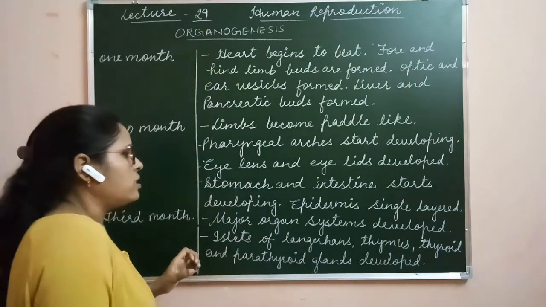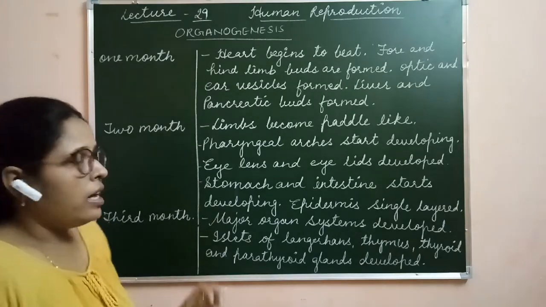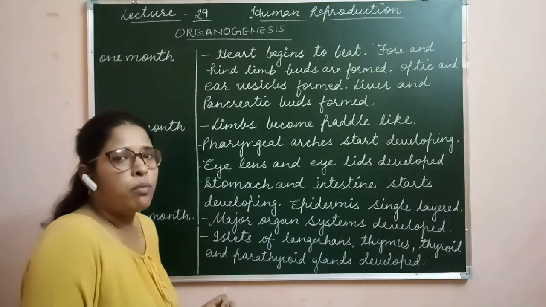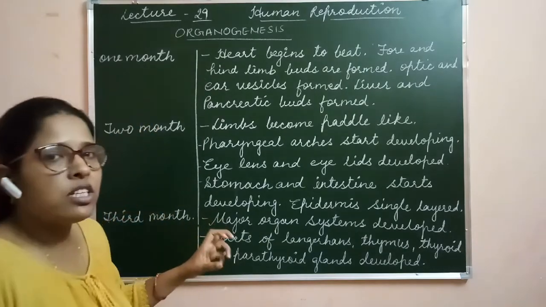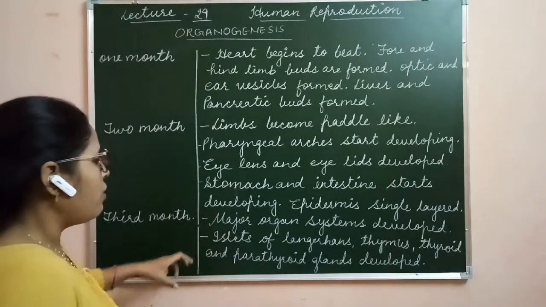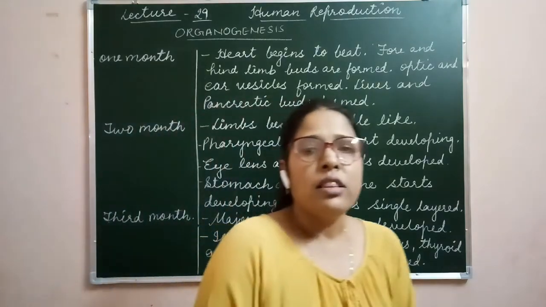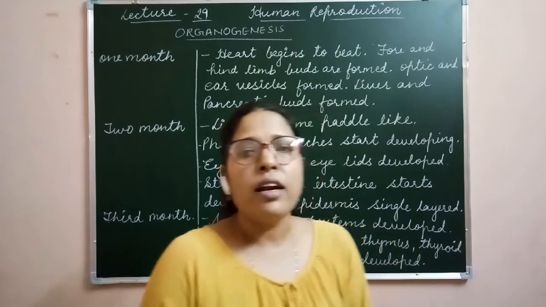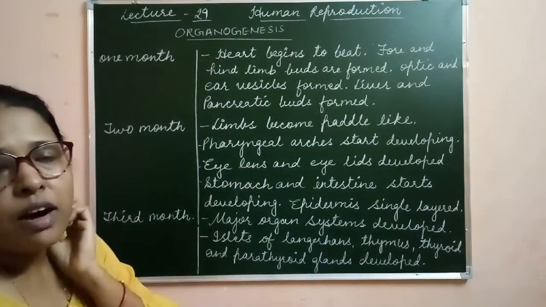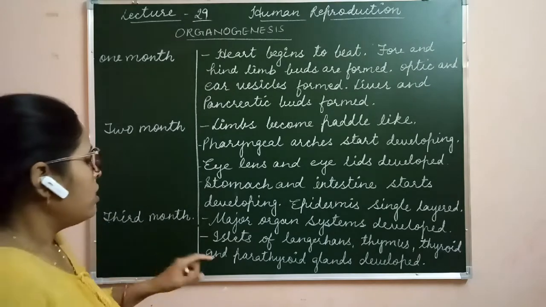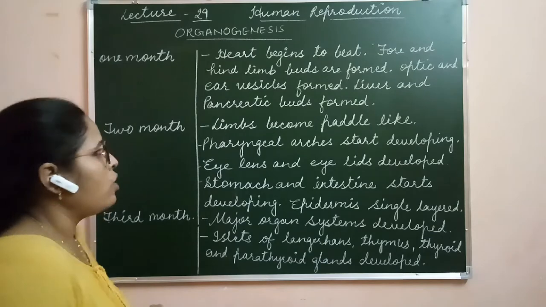These are the organs which get developed or start developing at the end of the second month of pregnancy. At the end of the third month, the major systems of the body start to develop. Clear? Islets of Langerhans start developing. The thyroid gland, parathyroid gland and thymus gland get developed at the end of the third month. Some more changes take place at the end of the third month.